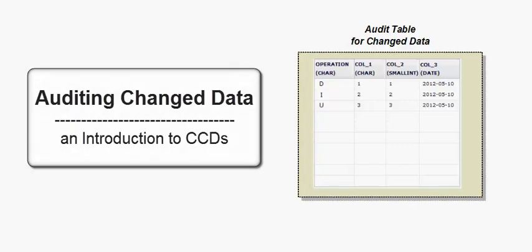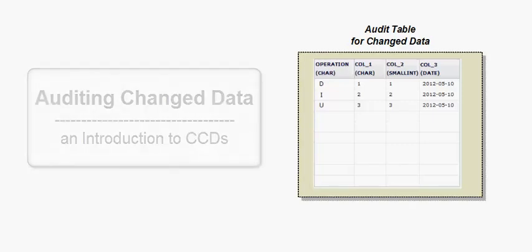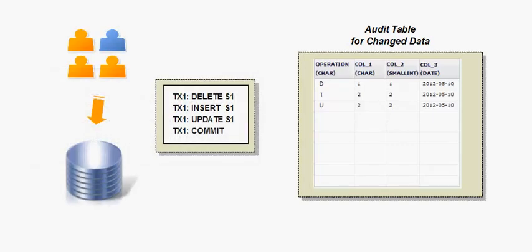In this video, we're going to talk about how you can audit change data with Replication. Let's start by talking about what it means to audit change data. The concept is simple. For every change to a row, you have a row in an audit table.